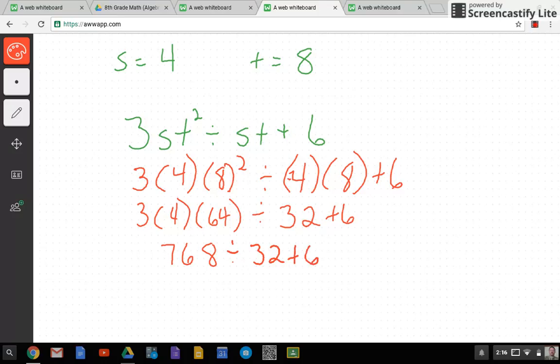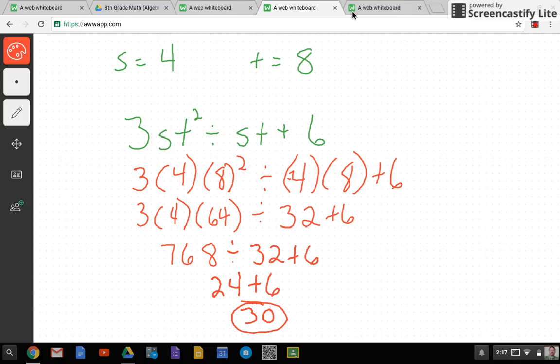Okay. So now then, order of operations comes into play right here, because you might think, oh, I can do the 32 plus 6 first, but I can't. So I have to do 768 divided by 32 because multiplication and division come up first on that chart on the order of operations. So I get 24 plus 6. And now then, 24 plus 6 is 30. So there is my answer. The answer to that problem is 30.